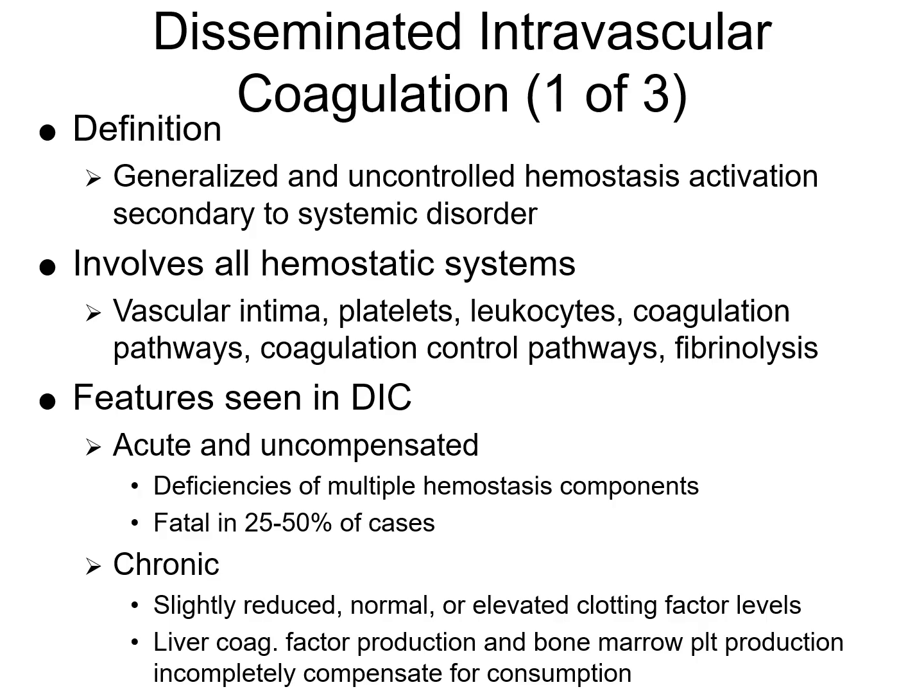For chronic DIC, this represents a compensated or at least a partially compensated state. The clotting factor levels may be slightly reduced, normal, or even elevated due to ongoing but slower consumption. The liver's production of coagulation factors and bone marrow's platelet production partially compensate for their increased consumption. This may be associated with chronic conditions such as certain malignancies or even some chronic infections.